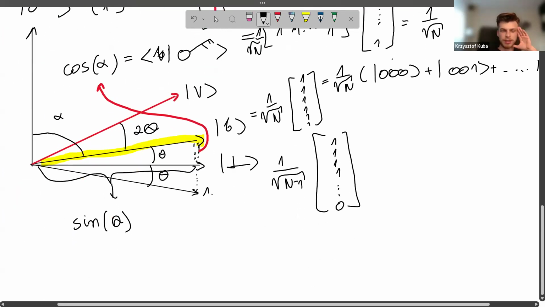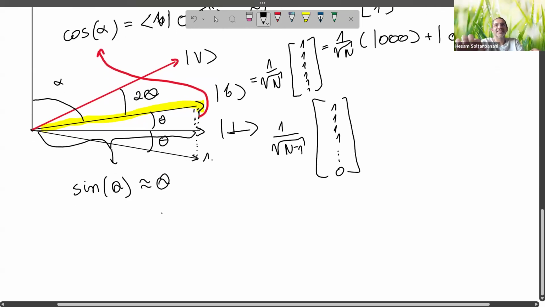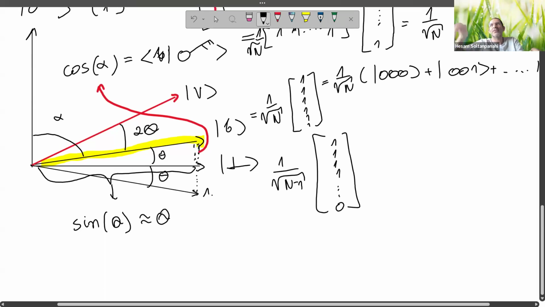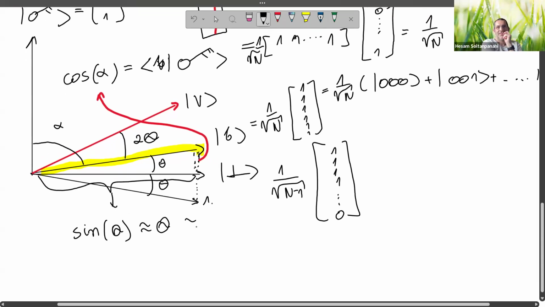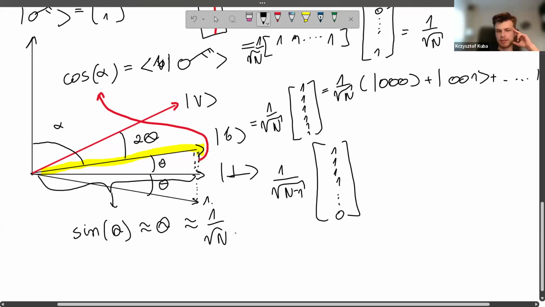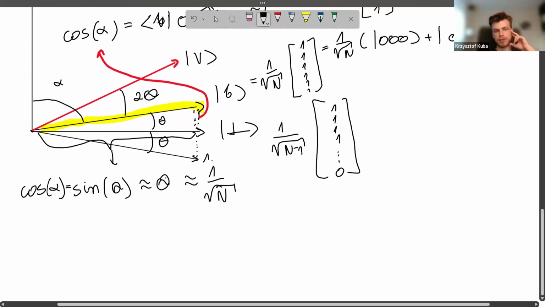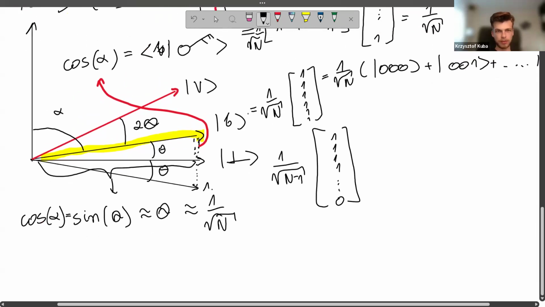Wait a second. This for sure should be theta, which is the front one, which is exactly what you wrote, which is like the theta goes as 1 over square root of n, right? Yes. So sine of theta is equal to cosine of alpha that you calculated up there. Yeah, that's right. But this is cosine of alpha.